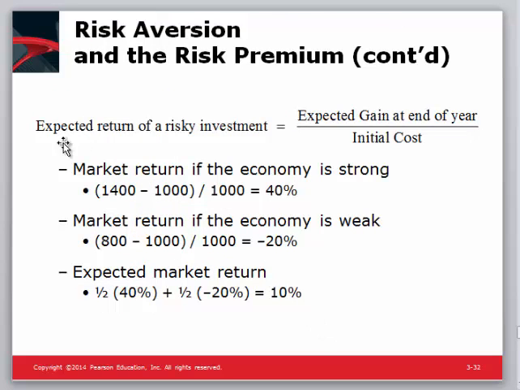So if we go back to this concept, if we got $1,400 on this, obviously we're talking about the market index, you can get $1,400 over $1,000. That means in a strong economy you'd make 40%. In the weak economy you'd actually lose 20%. So what's the expected return? Ultimately it's that return we just talked about. Half of 40% is 20 and half of negative 20 is negative 10. You add those together, and we end up with a 10% rate of return on that risky asset.